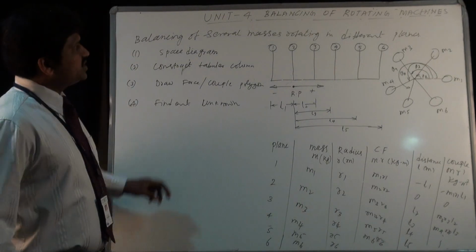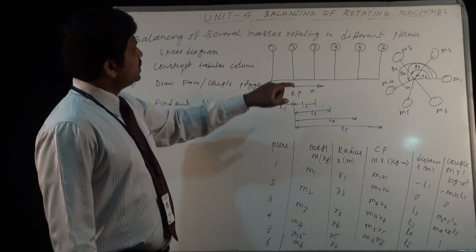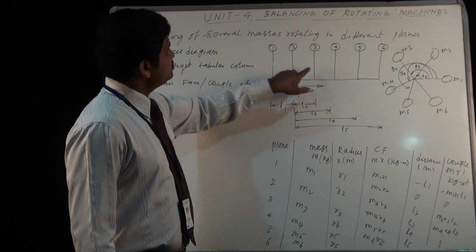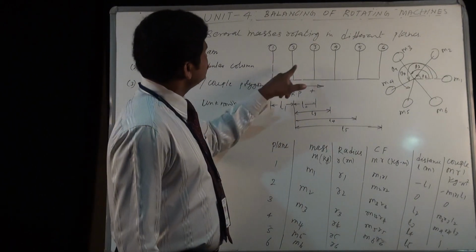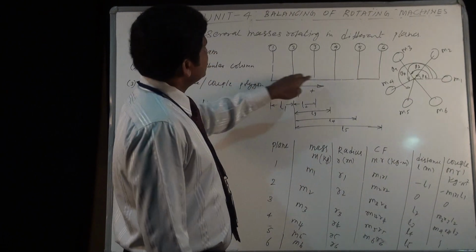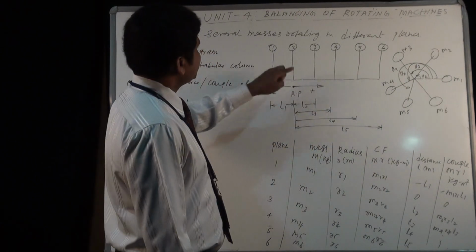So next we will understand balancing of several masses rotating in different planes. Let us consider six masses. So here 1, 3, 5 and 6 are the disturbing masses. The intermediate masses are balancing masses. That is how we have to assume.